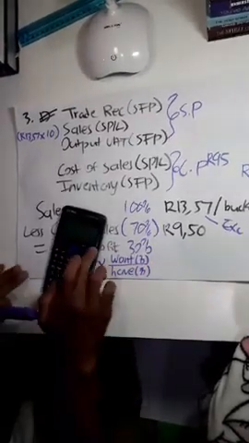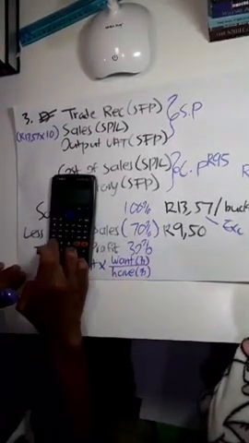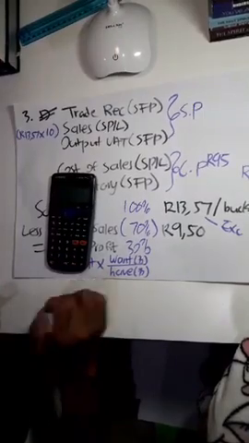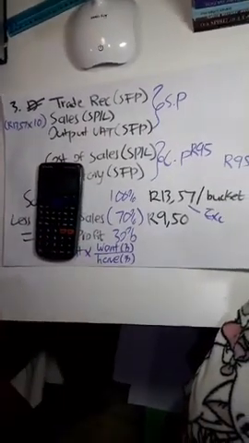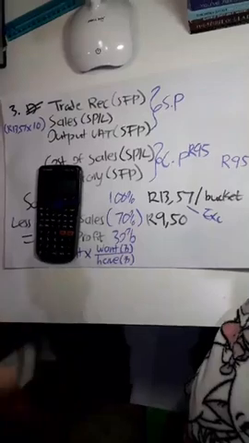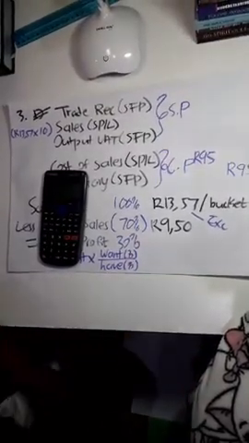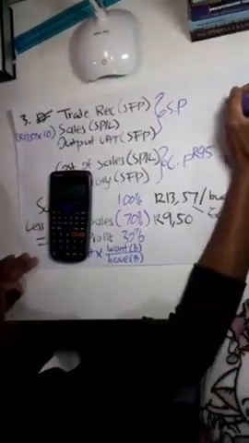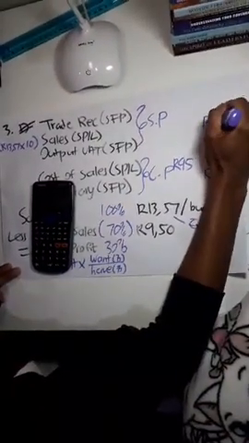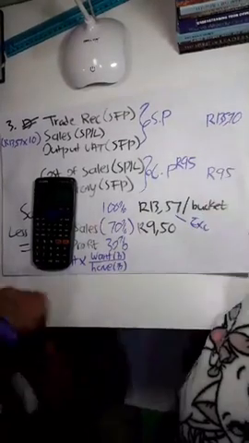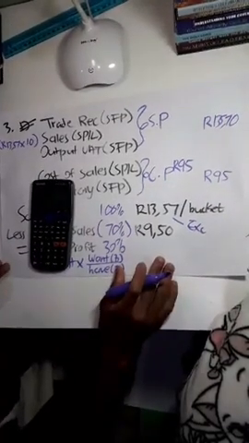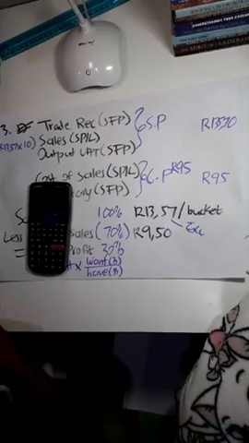Right? So now what is 13.57 multiply by 10? You get 135.70. And then you ask yourself, sales is an income. Where does my income increase? On the credit side. So you're going to put 135.70 on the credit side. Are we fine? So far so good, right?